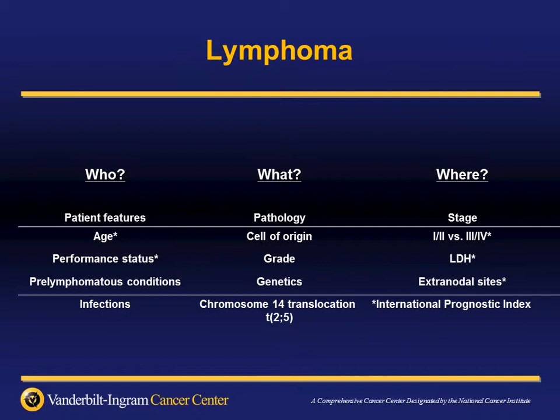And we use PET scans, CT scans, and often bone marrows, and whether it's limited stage 1 or 2 or advanced stage. And we look at LDH. Of course, the higher it is, the worse the prognosis, and the number of extranodal sites. And we're all familiar with the International Prognostic Index, the mnemonic APLES: age, performance status, LDH, number of extranodal sites, and stage.